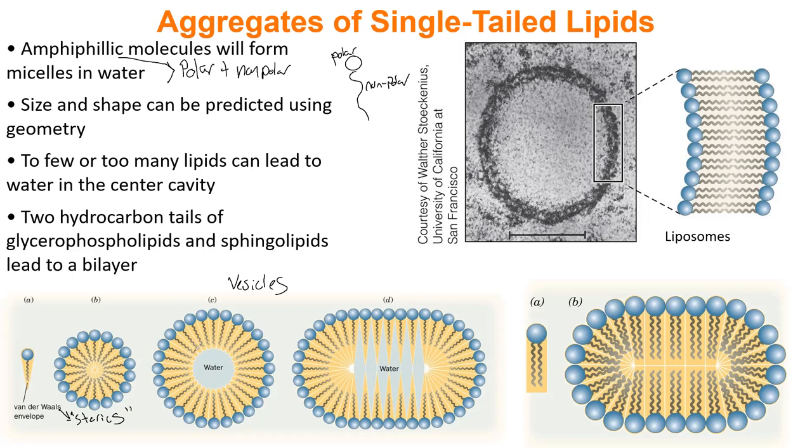So that's what happens when you have just a single tail. However, if you have two tails, like what happens in our glycerol phospholipids and our sphingolipids, you can now form a bilayer. And the bilayer, here we have two sides, each polar head group on each different side. And then the middle is where all our tails are interacting. So we have two polar sides and one nonpolar side. So that is a bilayer.